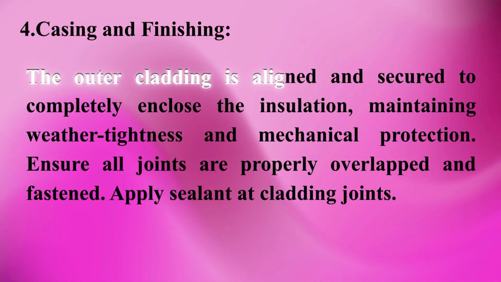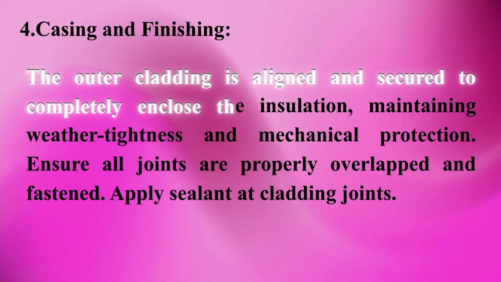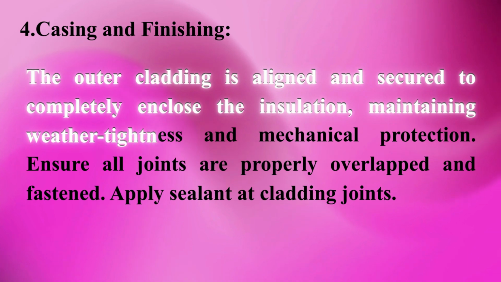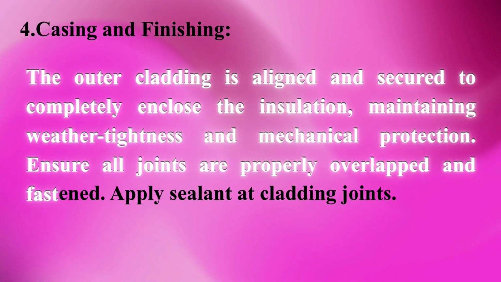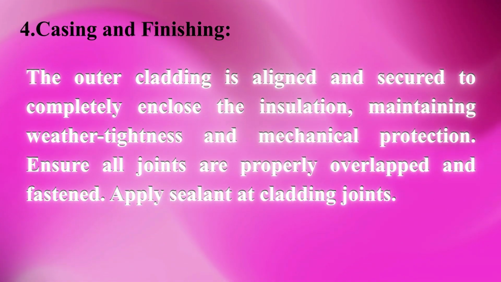4. Casing and finishing. The outer cladding is aligned and secured to completely enclose the insulation, maintaining weather tightness and mechanical protection. Ensure all joints are properly overlapped and fastened. Apply sealant at cladding joints.